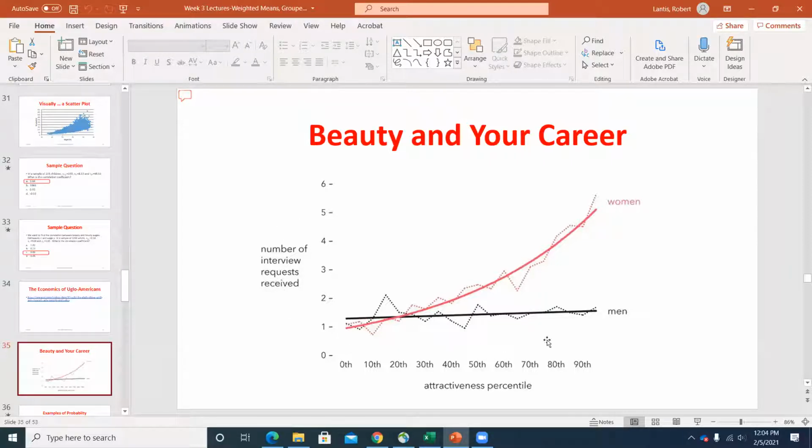And they found that you see here, as the percentile of attractiveness was higher, the number of interview requests that identical resume got was higher for women ranked in the higher percentile. We can also see a positive relationship between that attractiveness and the number of interviews for men, but, right, not nearly as steep, right?